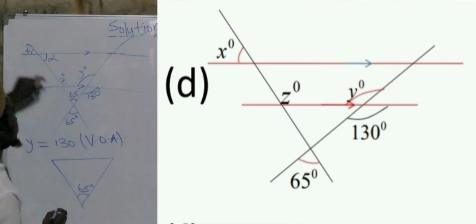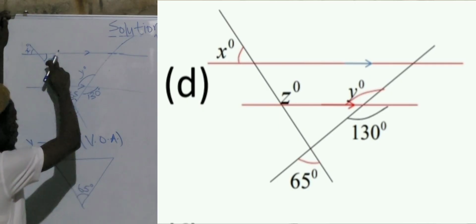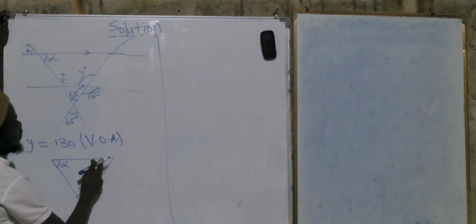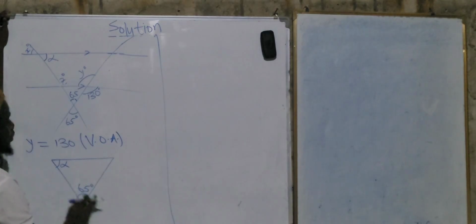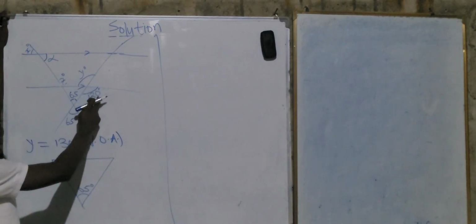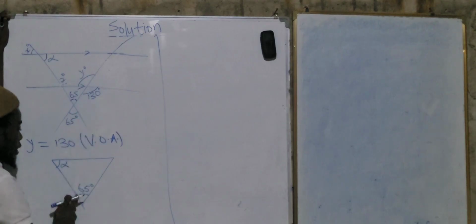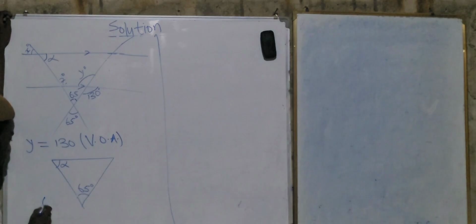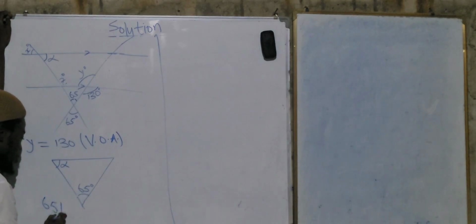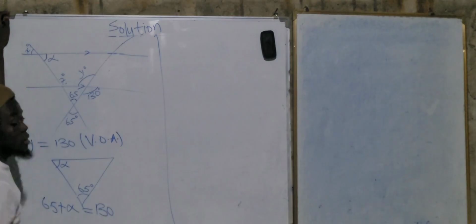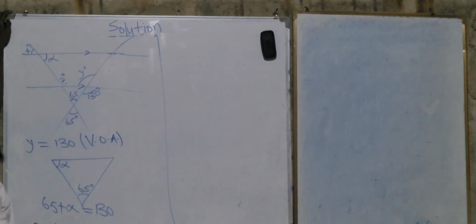65 degrees. And next we have alpha here. But here you don't have any angle. But when you add these two, we have an exterior angle. What is the exterior angle here? 130. So when you add these two values, 65 plus alpha is equal to 130, right? What is the reason here? Exterior angle of a triangle.